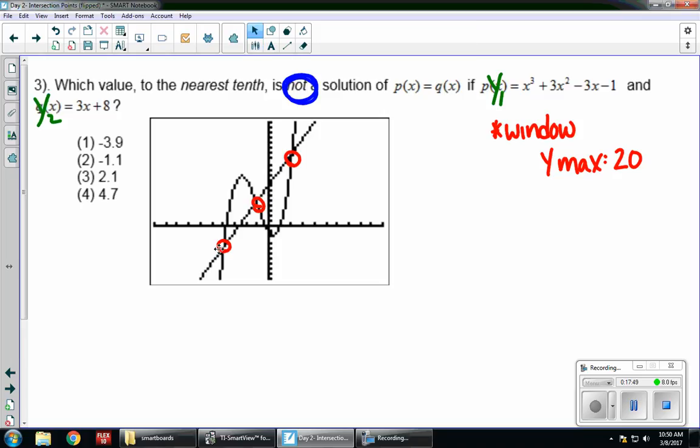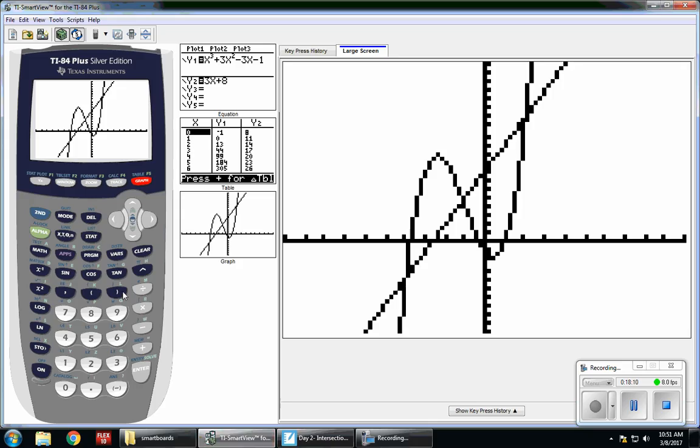Now let's say the y max of 20 didn't work. You would just go back, hit window again, change your y max to let's say 50, and you can play around with it. You can change your y max, your x max, your y min, or your x minimum. All right, so here we go. We're going to go back to our calculator. This is the last one I'm going to do with you, so make sure you're paying attention.